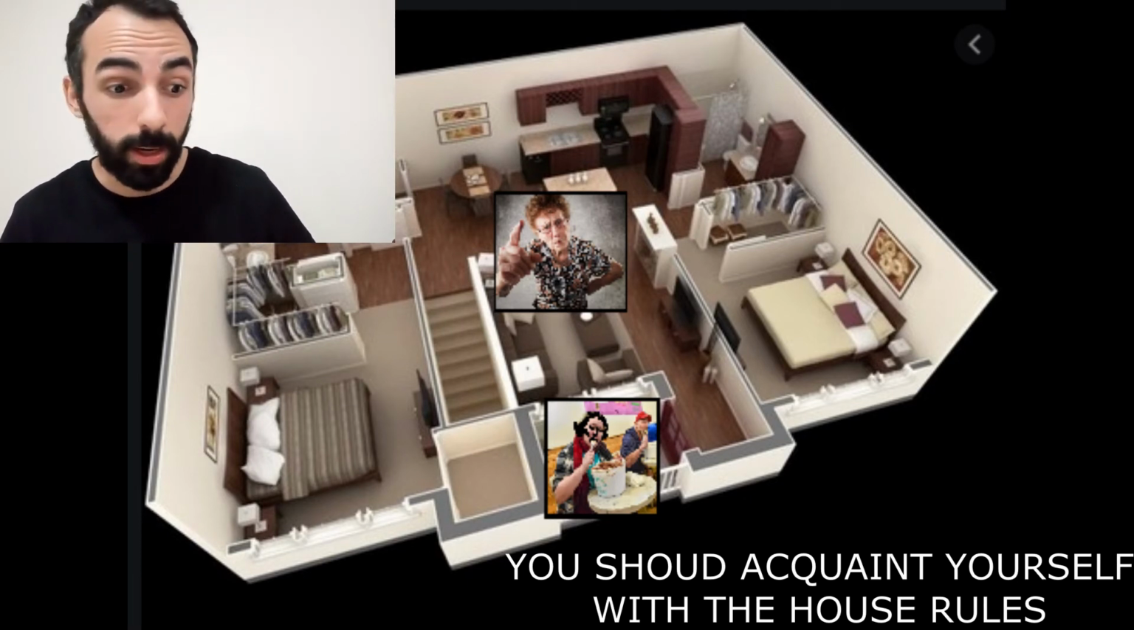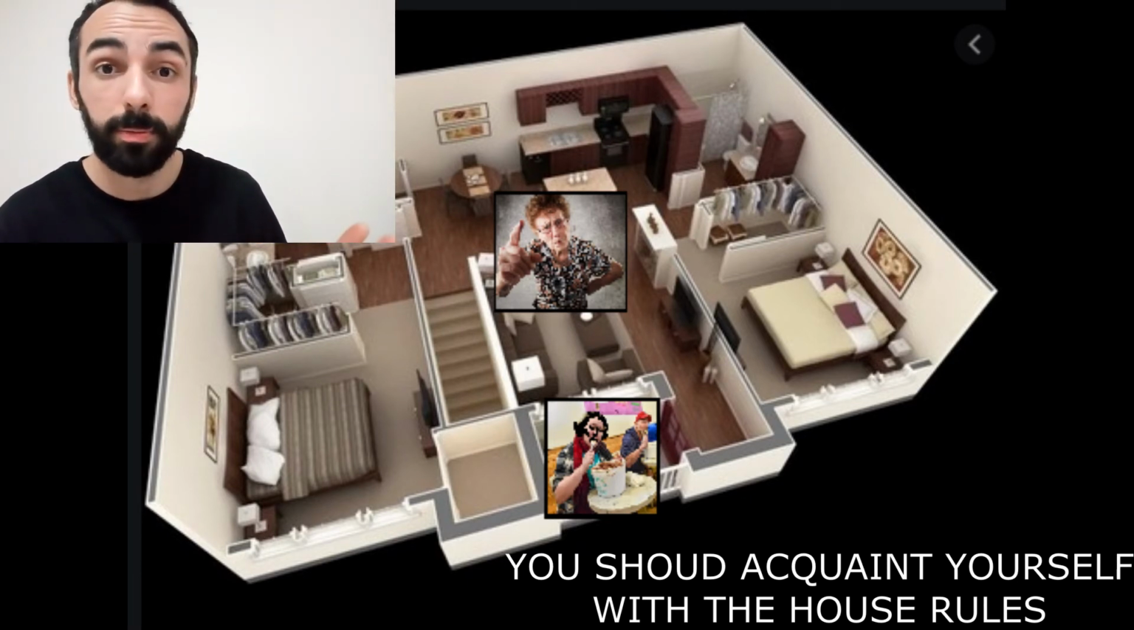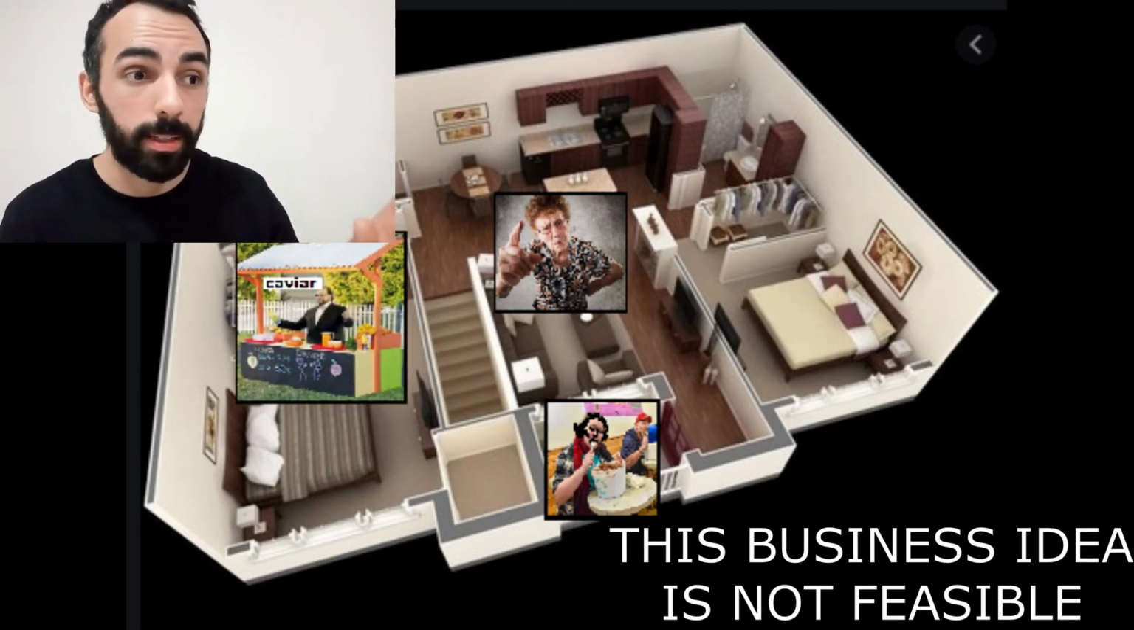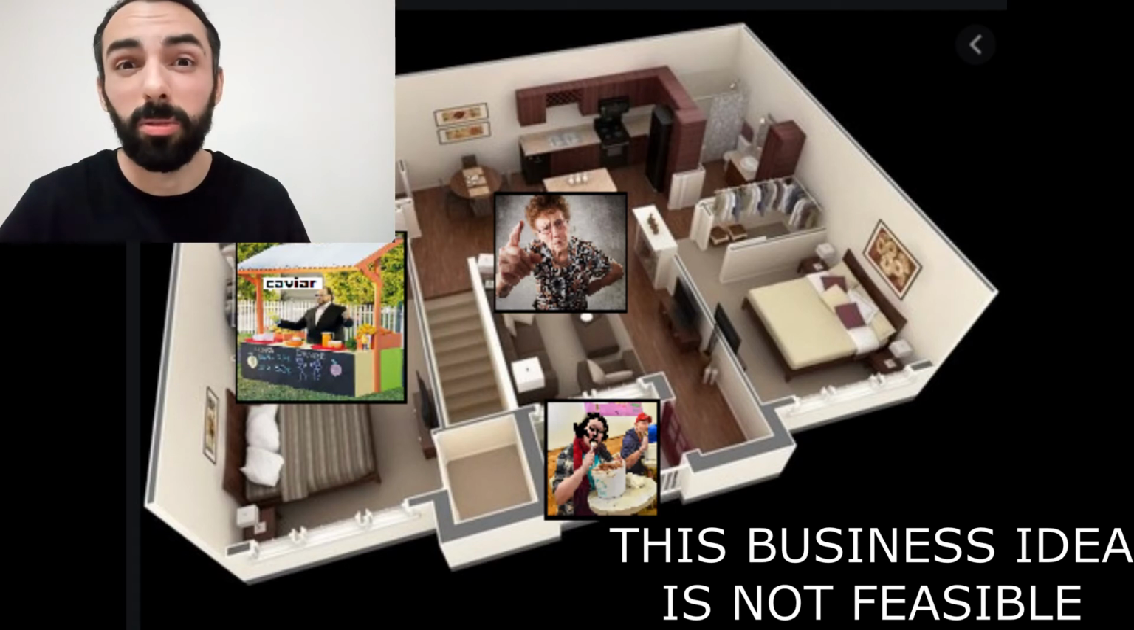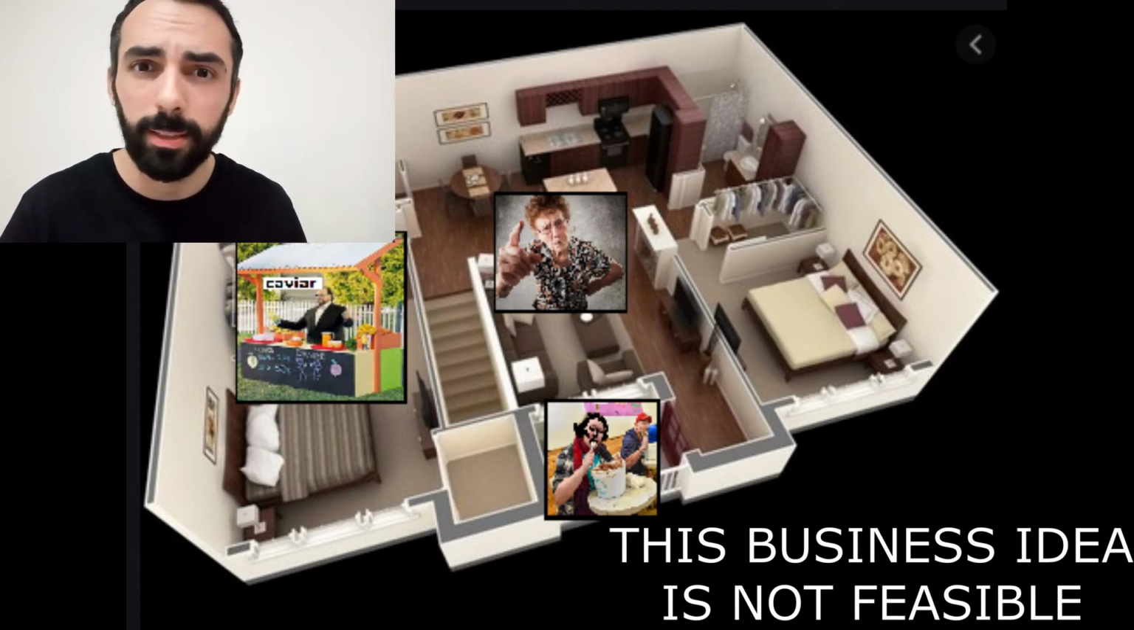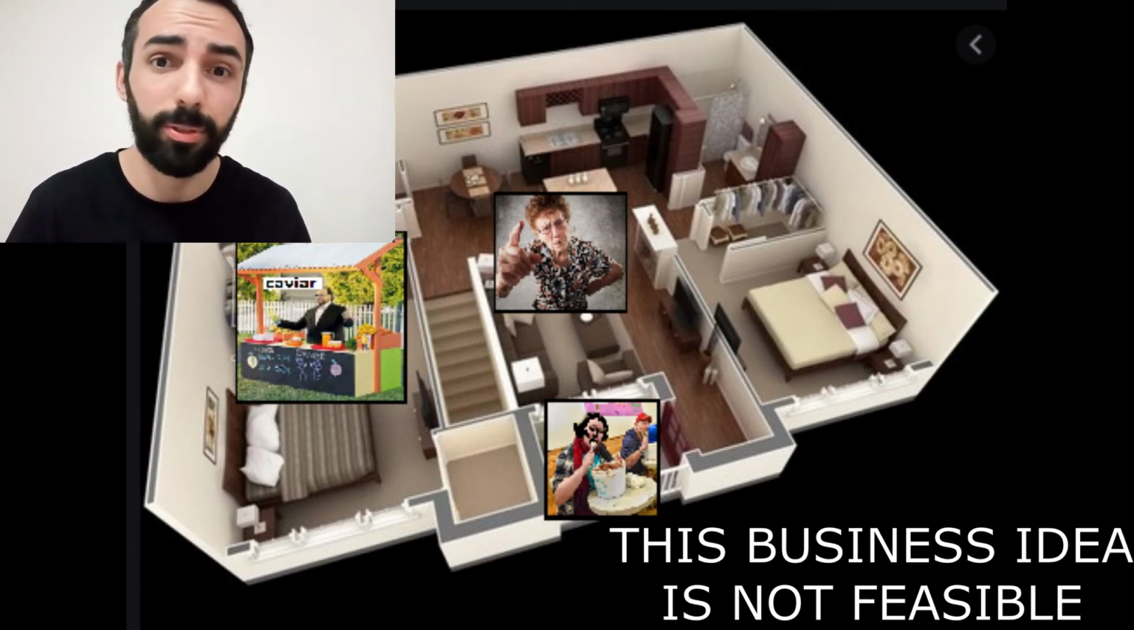And then when I go to my left, to the bedroom, I suddenly see this lemonade stall selling caviar for $1. And I get to him and say, mate, this is not feasible at all. You're going to be losing money. This idea of yours, this business idea, is not feasible.